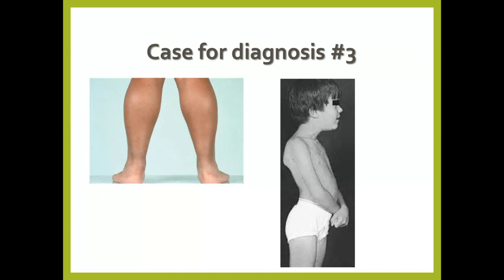This wouldn't be a muscular dystrophy. Pardon me? This wouldn't be a muscular dystrophy. I'm not sure. Yes, it would be a muscular dystrophy. Okay. All right. So this is what Duchenne muscular dystrophy looks like. Very good. Why are the calf muscles enlarged in Duchenne muscular dystrophy?